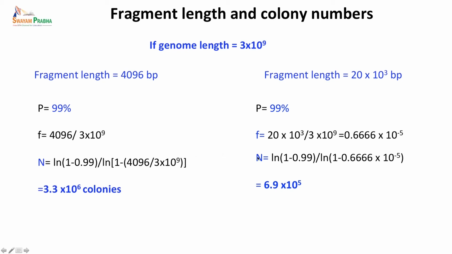So when you do the calculation for these two cases, if you have a short fragment length of about 4 kb, then you need to screen 3.3 into 10 power of 6 colonies of a human genomic DNA library in order to be 99% sure of finding a gene of your interest. As you increase the fragment length to 20 kb, the number of clones comes down marginally. It becomes 6.9 into 10 power of 5, which is definitely a lot less than 10 power of 6, tenfold less.